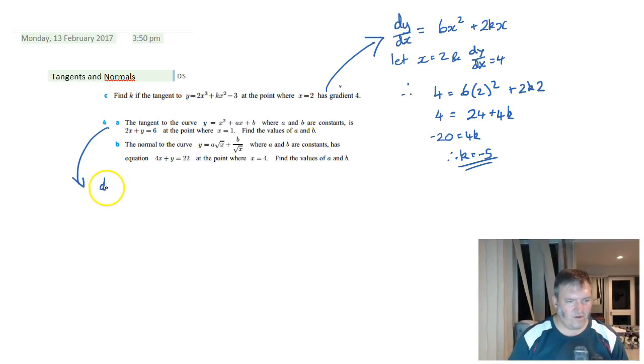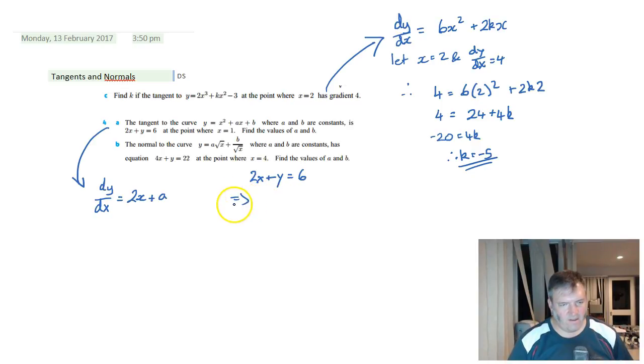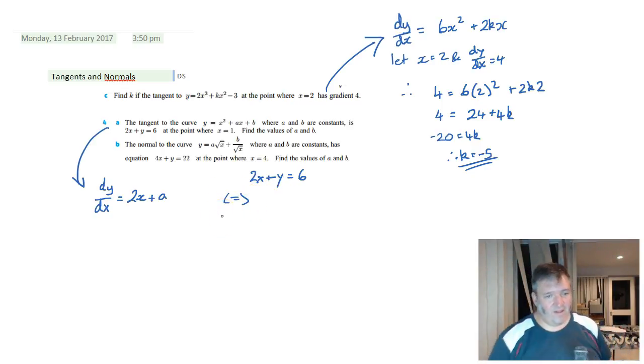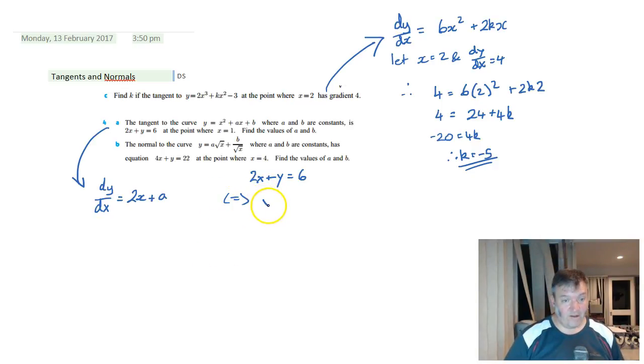So tangent, I'm already thinking dy/dx, aren't I? What's dy/dx for this one? It's going to be 2x plus a. Now, this 2x plus y equals 6 is kind of annoying, because we like to have it in gradient intercept form, don't we? If we have our linear equations in gradient intercept form, then we can tell what the gradient is. So if I just subtract 2x from each side, I've got y equals negative 2x plus 6. So I know that the gradient is equal to negative 2 when x equals 1.